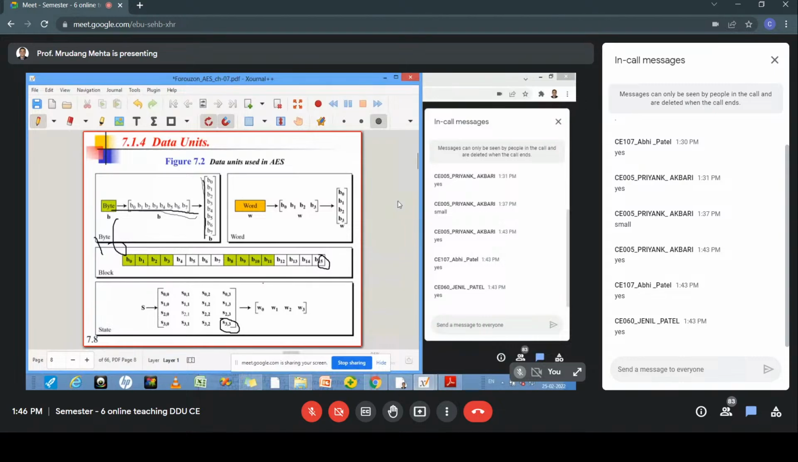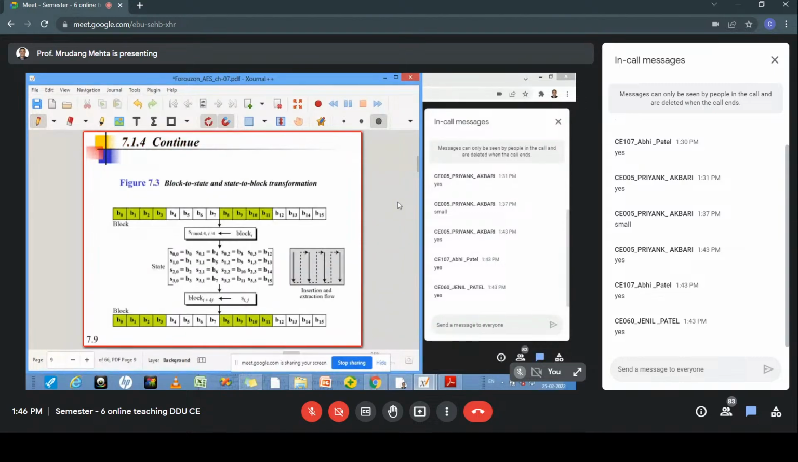Okay. Now, next, this is block to state and state to block transformation. So you can see that the state has B0, B1, B2, B3. Okay. And block and subsequently, the method is this. It is like this. Okay. So we can represent it like that, insertion and extraction flow.